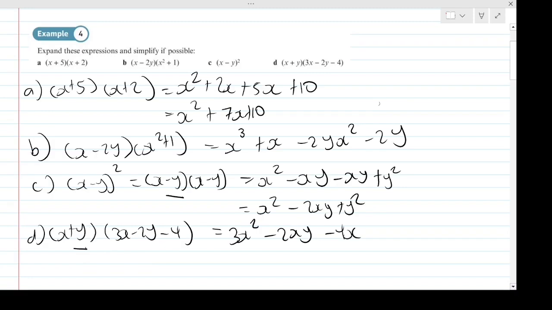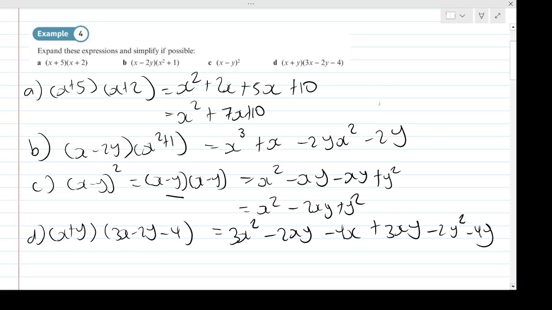Right, the next term in the first bracket, y, and then we do the same, times by every single term in the other bracket. So then I'm going to have y times 3x, which is going to be plus 3xy. Then I'm going to have a y times minus 2y, that's going to be minus 2y squared. And then I'm going to have a y times a minus 4, that's going to be minus 4y.